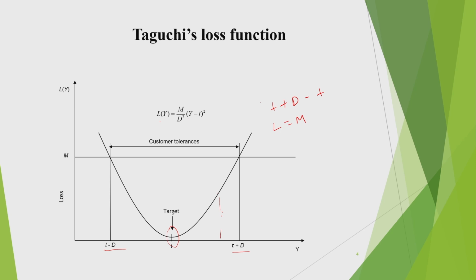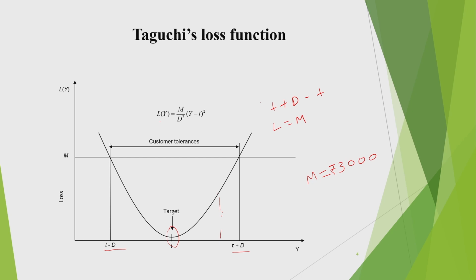That means it is a loss because the customer will reject. You can tell that if he rejects, then you get a loss of 3000 rupees. So you can put that 3000 rupees here, and you can write a function for the other things. So this is the type of concept Taguchi gave.